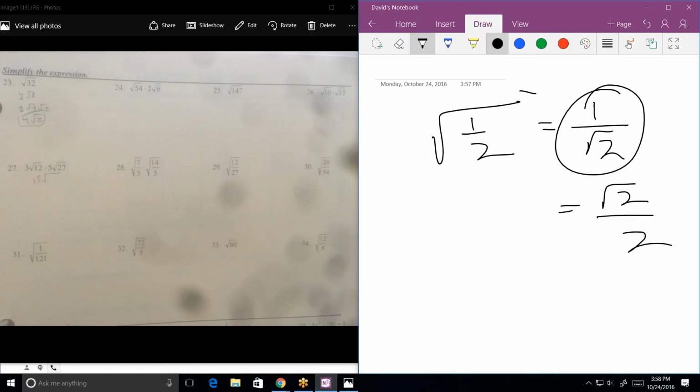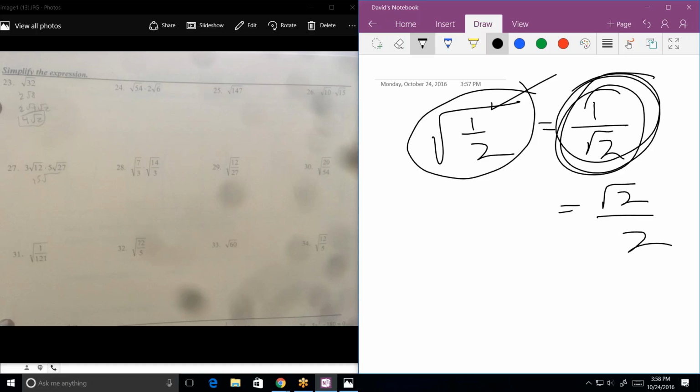Okay, so this one, a lot of times you get this as an answer, and if you don't convert it into 1 over root 2, you don't notice that you have a radical in the denominator. So this is a big step right here, because now that's what tells you you have to rationalize it.